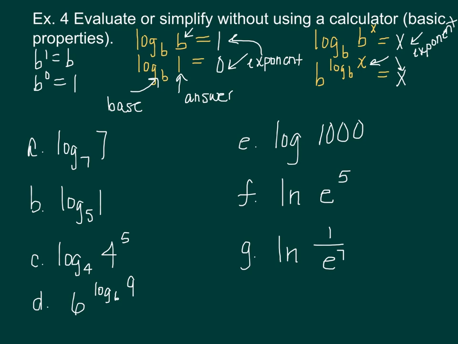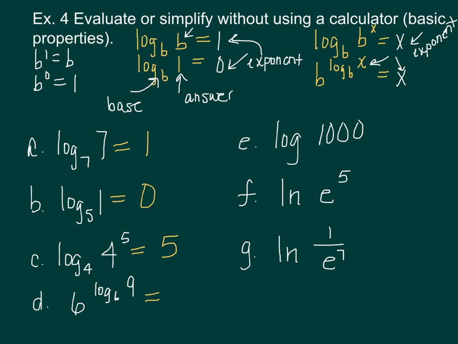Okay, for A, log base 7 of 7. Remember, when the bases are the same, the answer is always 1, because 7 to the first power is 7. B, log base 5 of 1. The only exponent that can give you 1 would be 0, because 5 to the 0 power is 1. C, whenever the bases are the same, remember the answer is always the exponent.